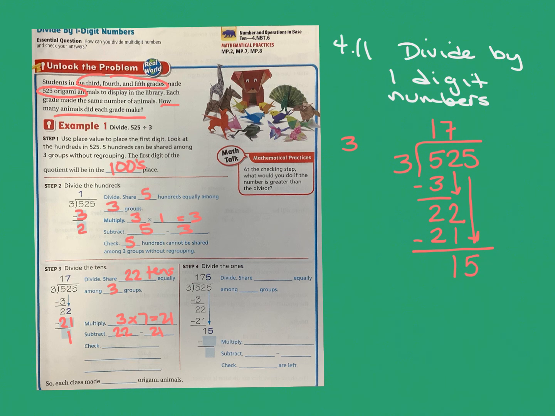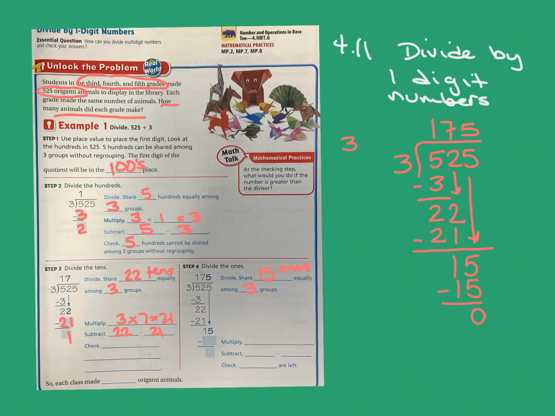Okay. And we're sharing 15 ones equally amongst 3 groups. So we're going to ask ourselves, 3 times what number will get me as close to 15 as possible without going over? Oh, well, 3 times 5 is 15. Okay, that's exactly it. Ding, ding, ding, ding. Win a chicken dinner. So 3 times 5 is 15.